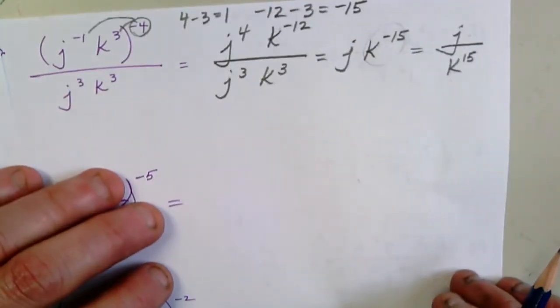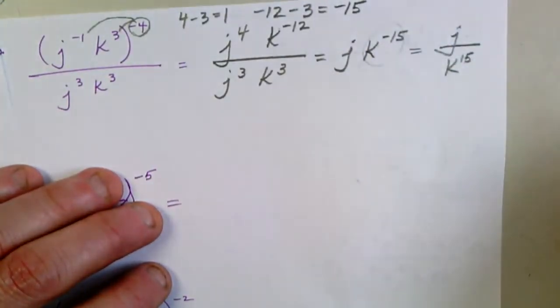Okay, sorry about that. Got a little off track there. Again, that negative 15 drops down to the denominator.